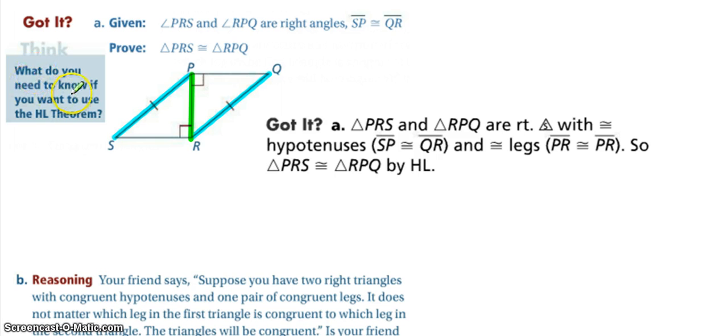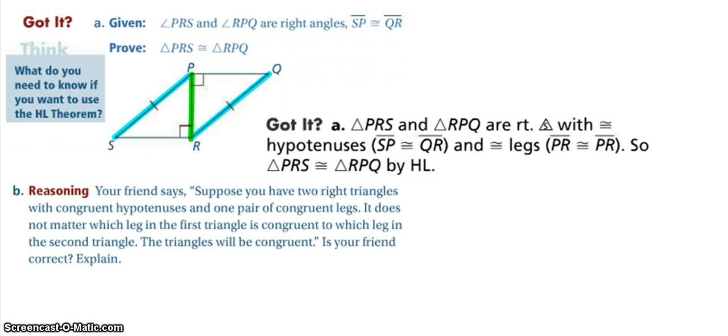So what we want to start thinking about is, what do we need to use the hypotenuse leg theorem? Well, we need to know that we have two right triangles. I have right triangles here, and I'm told that we have right triangles. We have two congruent hypotenuses, because remember, the sides that make up the right angle, those are my legs. And then I have a shared side here, so that is my congruent leg. So it satisfies everything we need for the hypotenuse leg theorem.